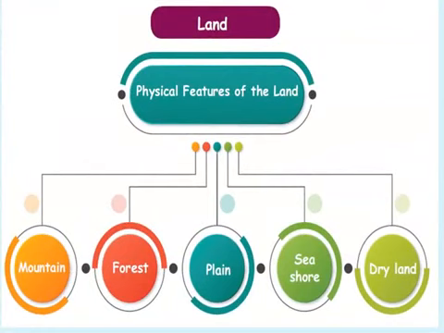Dear children, so land according to its physical feature, how it appeared, was divided into the following types: mountain, forest, plain, seashore, and dry land. I repeat: mountain, forest, plain, seashore, and dry land.